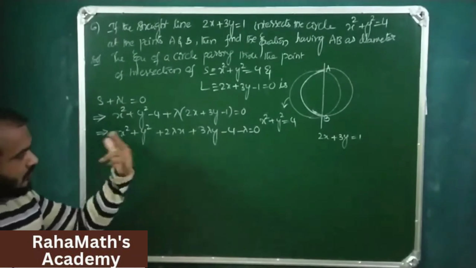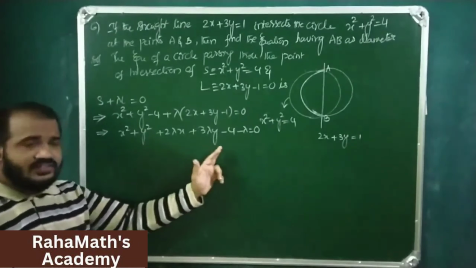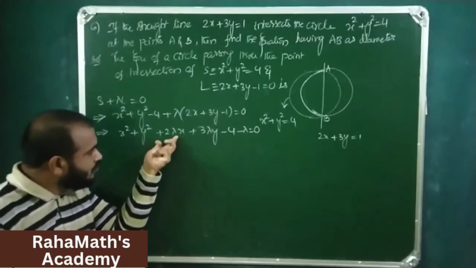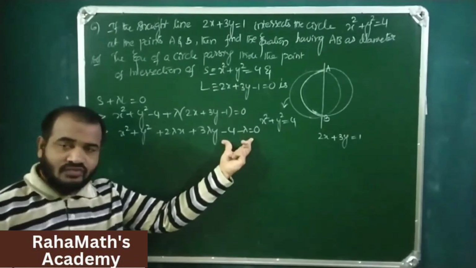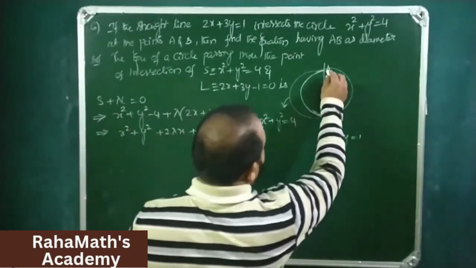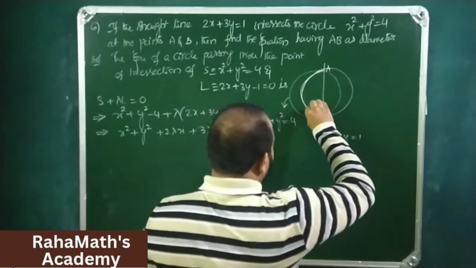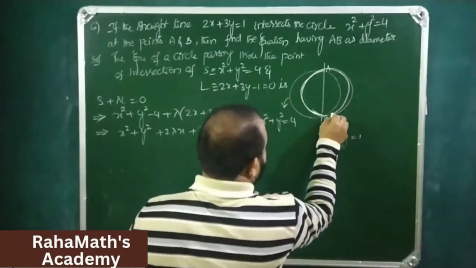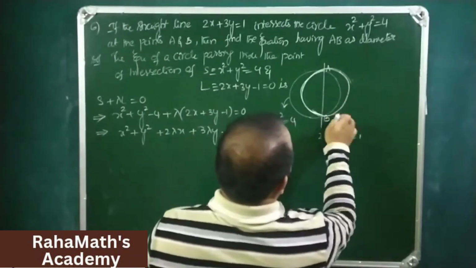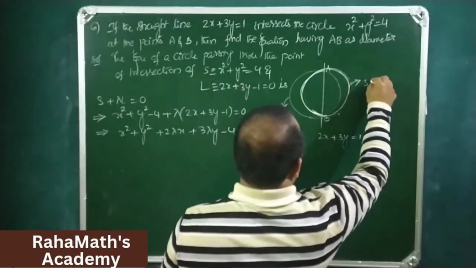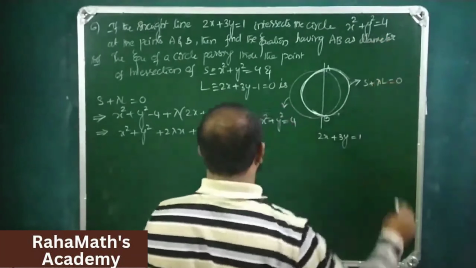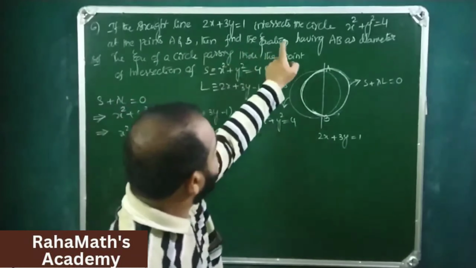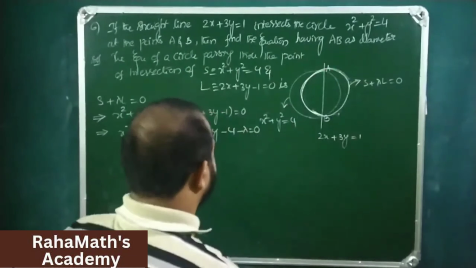So is this not in a circle equation form? Of course, x square plus y square plus 2gx plus 2fy plus c equals 0. What is this? This is the equation of this circle. What is this now? S plus lambda L equals 0. Now, find the equation having AB as a diameter.